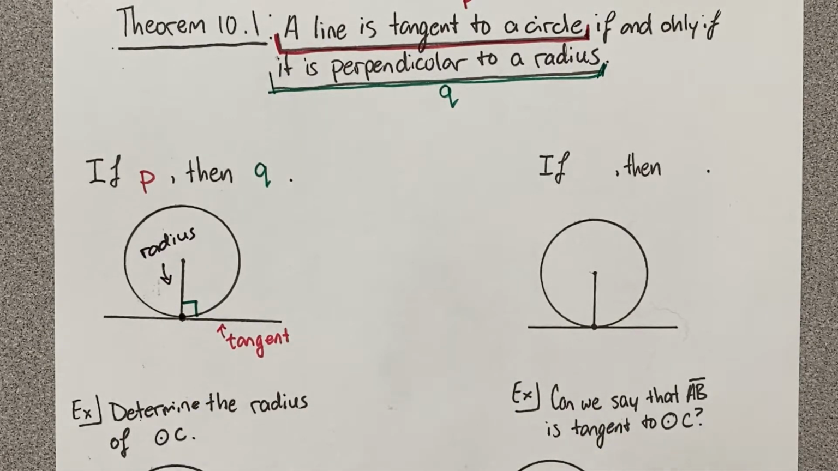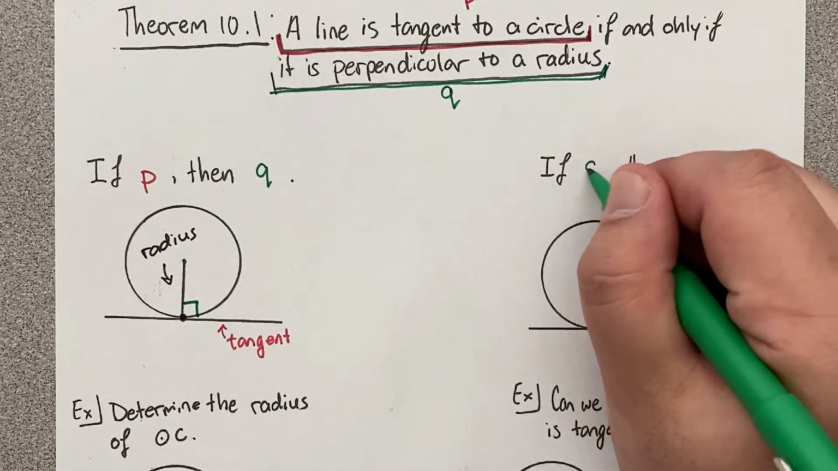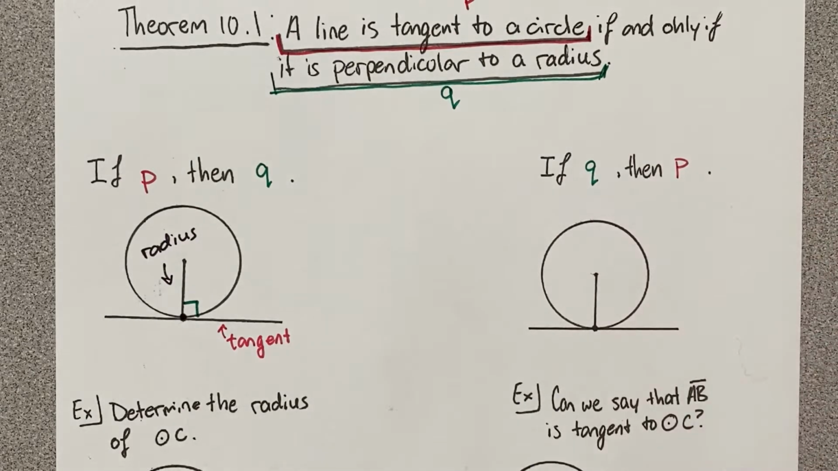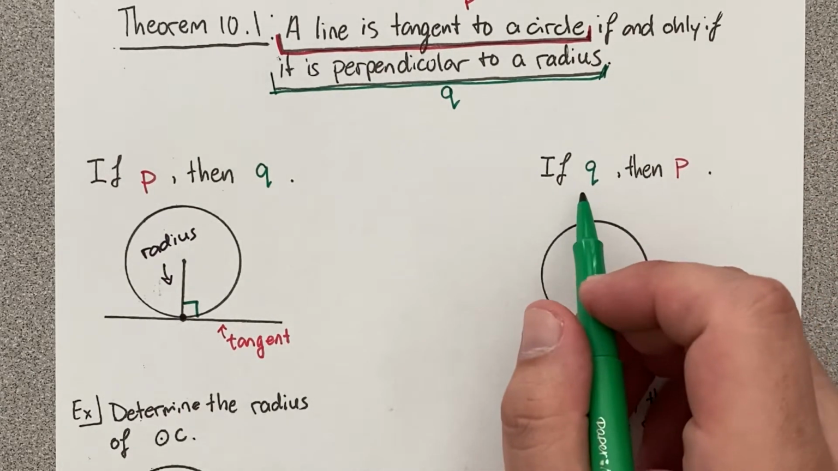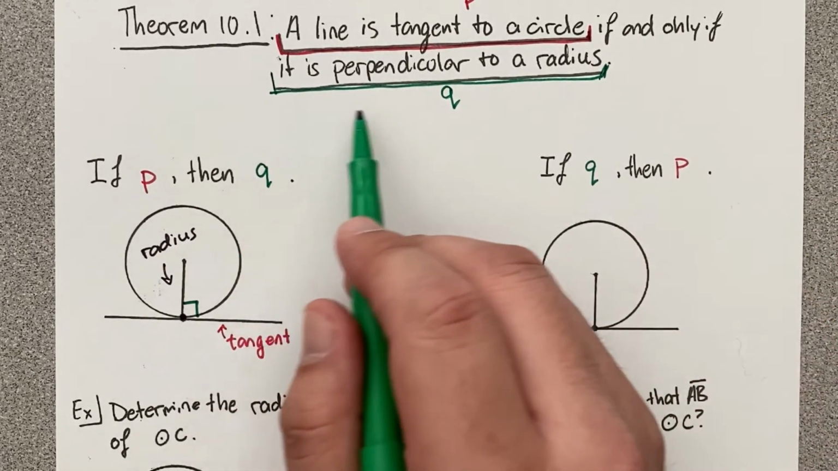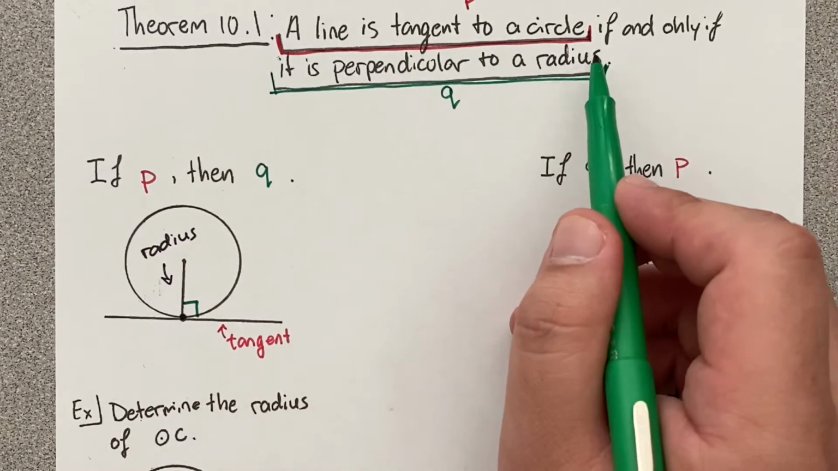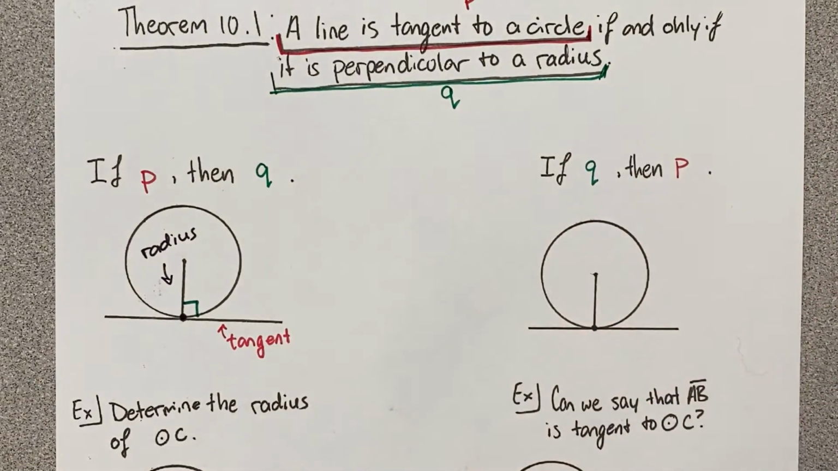The second way to read this theorem would be if Q, then P. Note that this statement will also be true. Reading in this direction, it would say, if a line is perpendicular to a radius, then it is tangent to a circle. Now notice that our condition has changed.